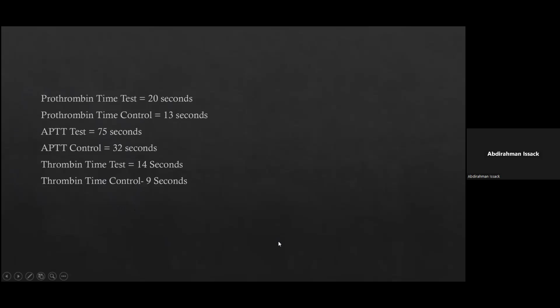Now let's come back to this example. It has prolonged PT, prolonged APTT as well, and the thrombin time test. What are the causes of prolonged thrombin time test? Remember we discussed earlier, the thrombin time test is used to assess which factor? Fibrinogen. Hypofibrinogenemia causes prolonged thrombin time test. So anything that affects thrombin time is hypofibrinogenemia.